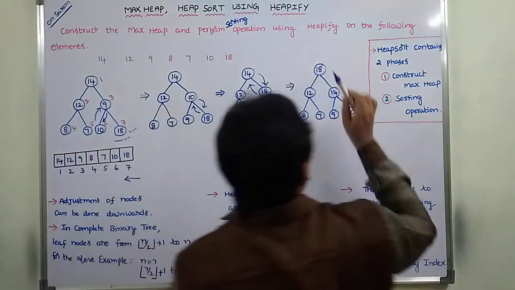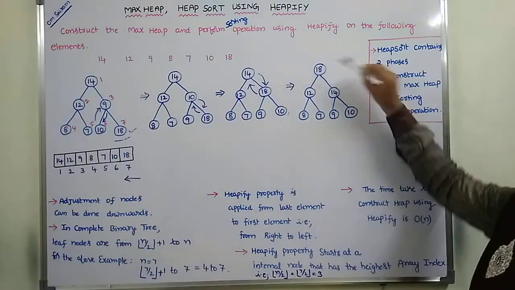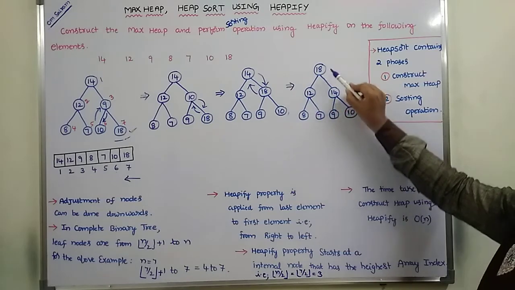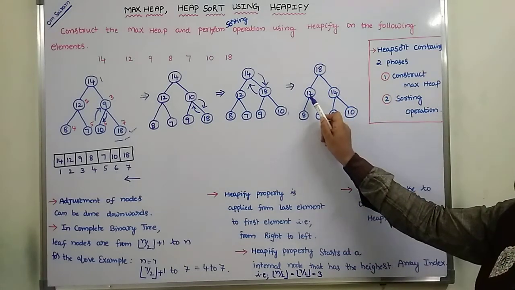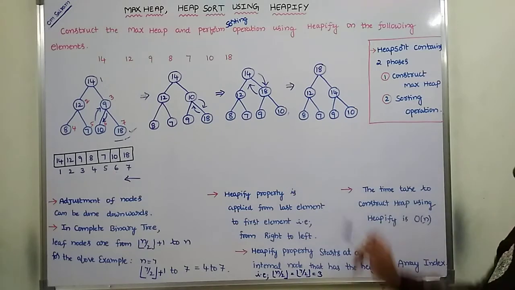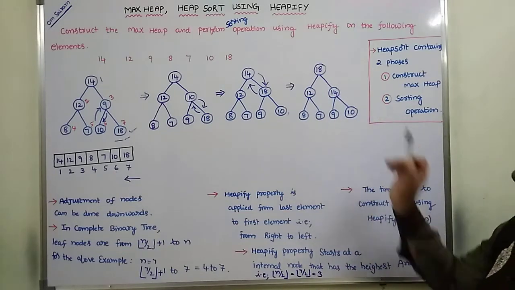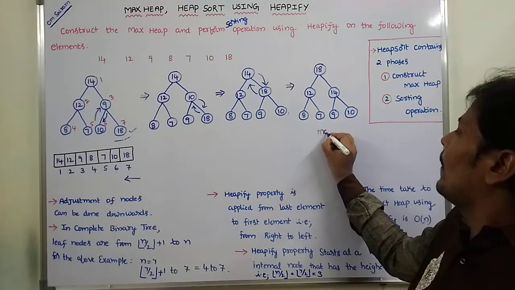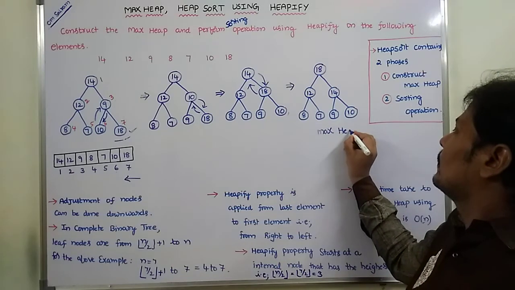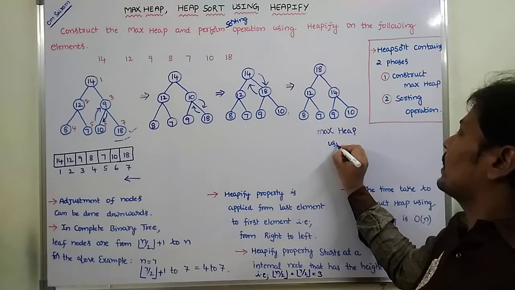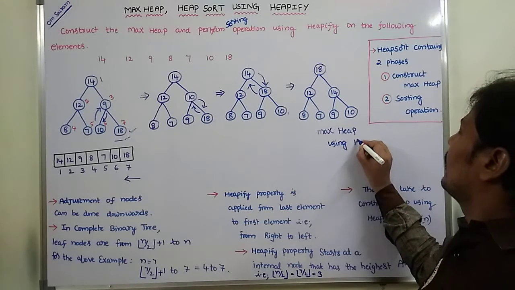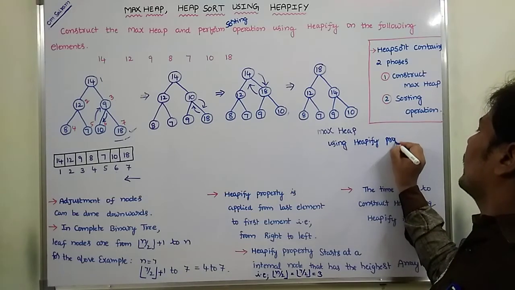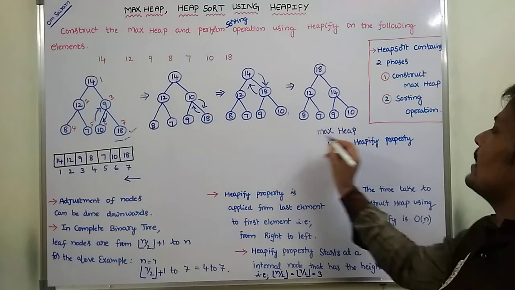So now after the swap is done, 18 is the root node. Now we have to check. 18 is the root node. 18 is greater than 12. 18 is greater than 14. Next, 12 is greater than 8. 12 is greater than 7. Next, 14 is greater than 9. 14 is greater than 10. So this is the maximum heap we are getting. So this is the max heap using the Heapify property. Okay, so here the first part is completed.